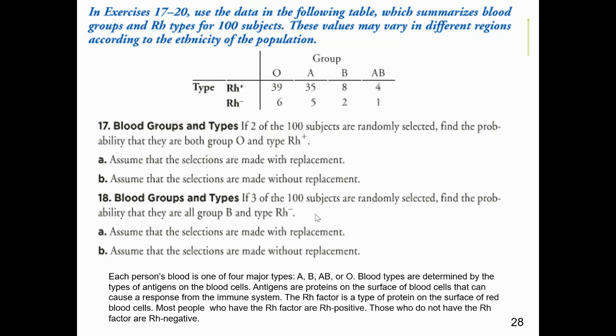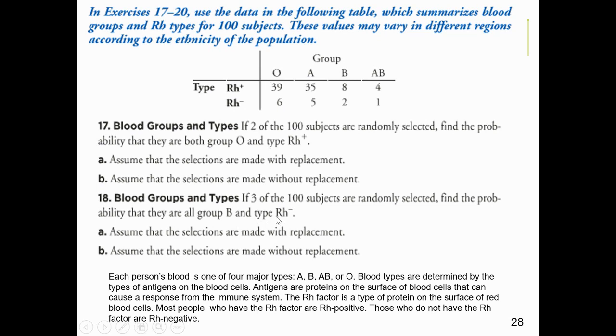All right, blood types O, A, B, AB, Rh positive, Rh negative. Part A says if two of the 100 subjects are randomly selected, find the probability that they're both O Rh positive. Well, there's 39 people out of the 100. If I do that with replacement, it's 39 out of 100 first time out. But then I put that person back in the mix. Guess what? Probability is still going to be 39 out of 100. Without replacement, it'd be 39 out of 100, followed by only 38 out of 99, followed by, if I did it again, 37 out of 98, and so forth.